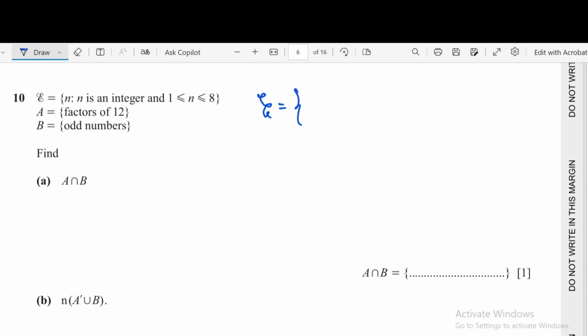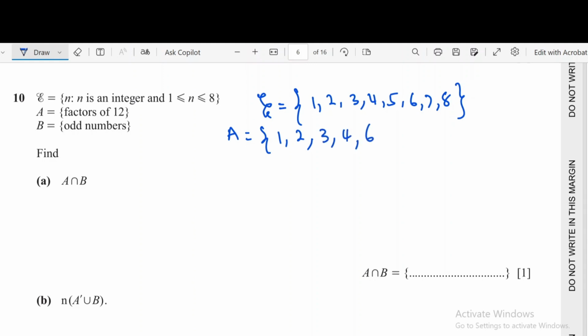This will be 1, 2, 3, 4, 5, 6, 7, 8. Okay, and factors of 12, that's set A, contains all the numbers that can divide 12 inside the universal set. These are numbers that can divide 12. All right. Now B, odd numbers, numbers that 2 cannot divide: 1, 3, 5, and 7.